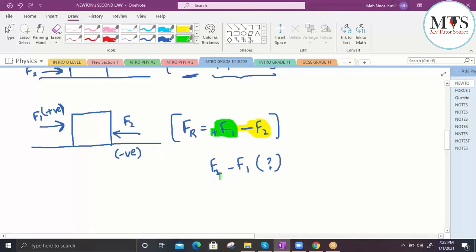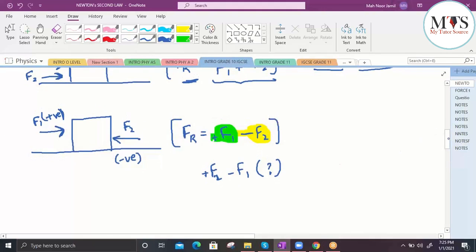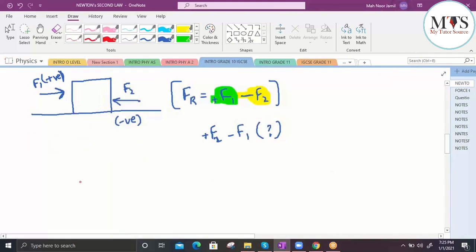Here the case is different. Here it seems as if F2 is the one acting towards the right and F1 is acting towards the left, when that's not the case, right? So we want to make sure that our plus and minus signs reflect the direction. This is something that is important when it comes to combining forces, that your plus and minus signs need to reflect directions.